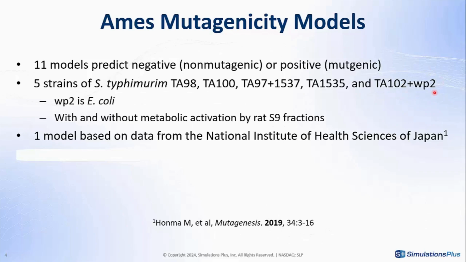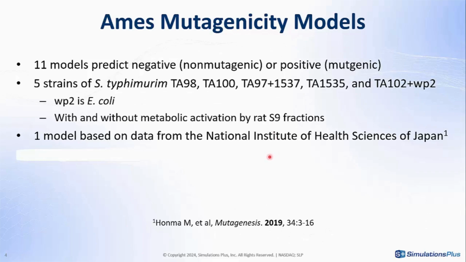And WP2 is performed in E. coli, but essentially gives the same readouts for Salmonella. And then for each one of these 5 strains, we have predictions with and without metabolic activation. For the ones with metabolic activation, the parent compound would be isolated with rat S9 fractions, and then that mixture would be tested in the Ames mutagenicity assay.